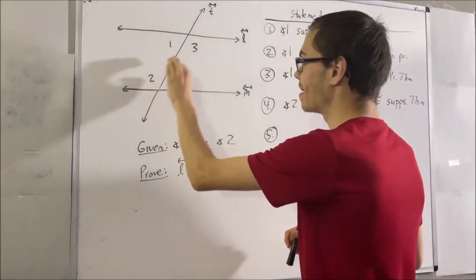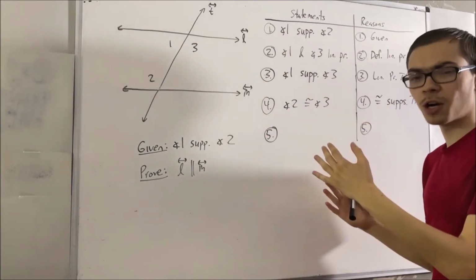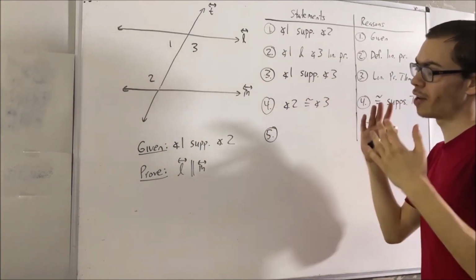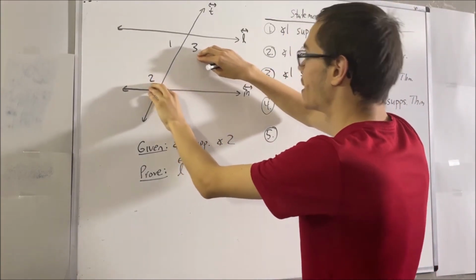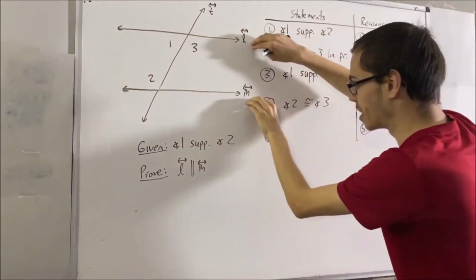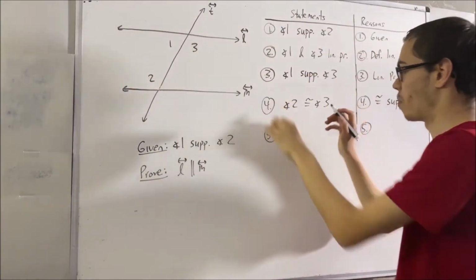But angle 2 and angle 3 are alternate interior angles. And if you recall, the converse of the alternate interior angles theorem says that if a pair of alternate interior angles are congruent, then these two lines must be parallel. So now we know for a fact that line L and line M are parallel.